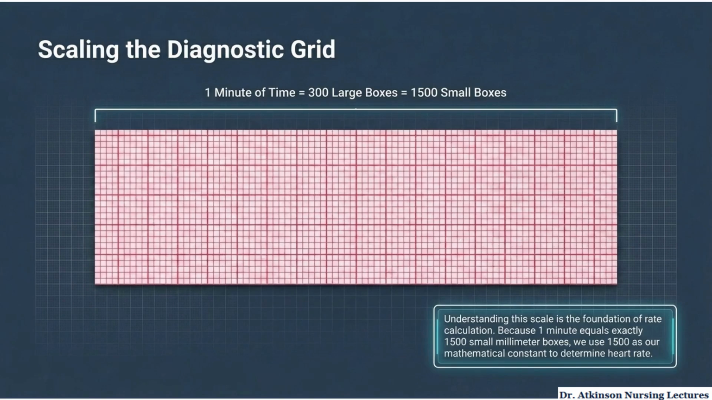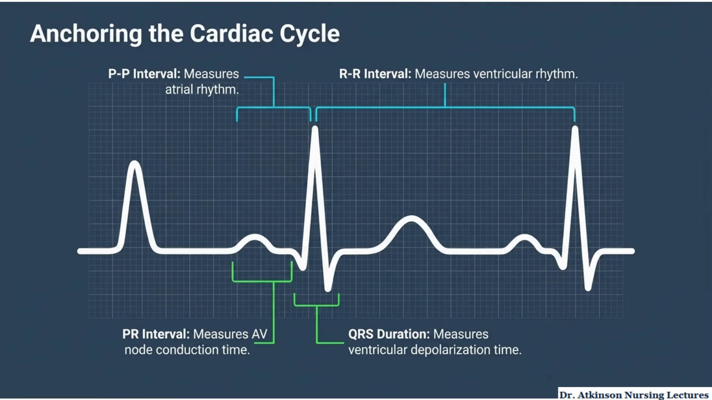To determine the rate of the EKG, you need to understand that 1 minute of strip equals 300 large boxes, or 1,500 small boxes. That 1,500 is your mathematical constant for calculating heart rate. 4 intervals anchor the cycle. The PP interval measures atrial rhythm. The RR interval measures ventricular rhythm. The PR interval measures AV node conduction time. And QRS duration measures ventricular depolarization time.